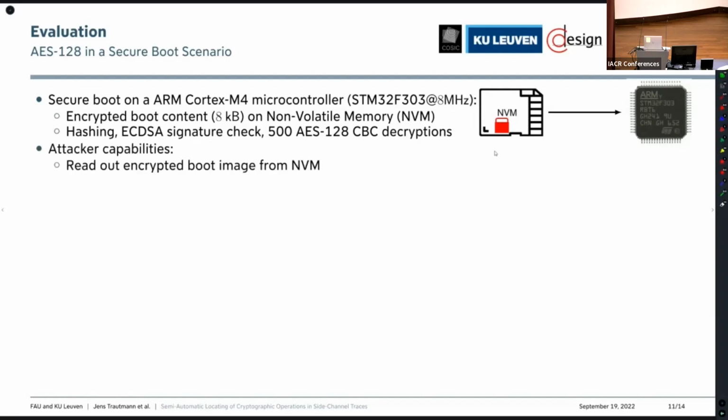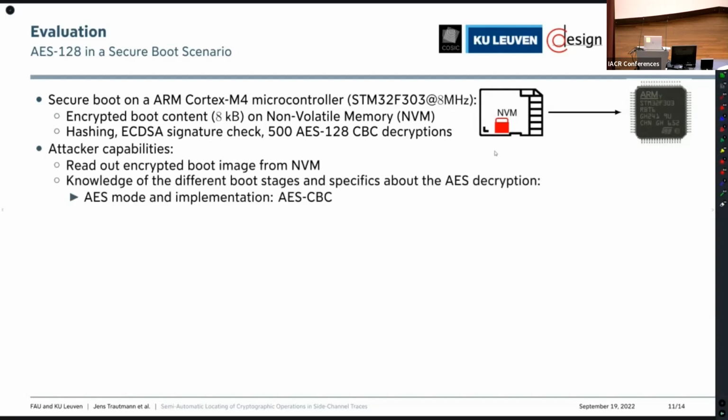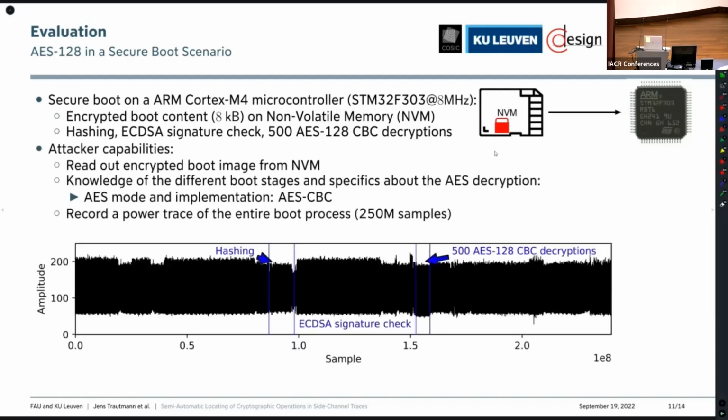The attacker capabilities are that we can read out the boot image from the non-volatile memory. We have the knowledge of the different boot stages, and we also know that there is AES 128 running. Also, we can record a power trace of the entire boot process, which ends up being 250 million samples. For convenience, I noted here where the different parts take place. So we have hashing here, then the signature check, and then the 500 CBC decryptions.